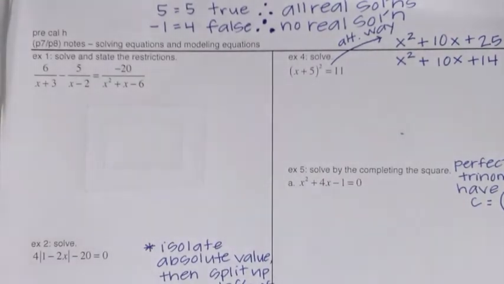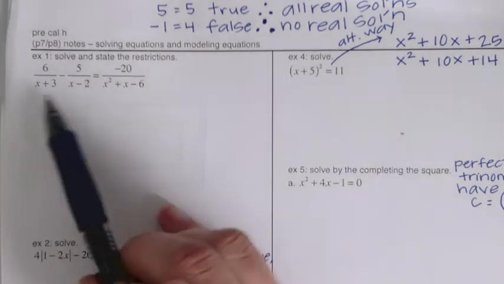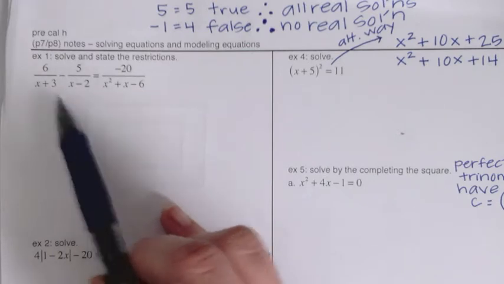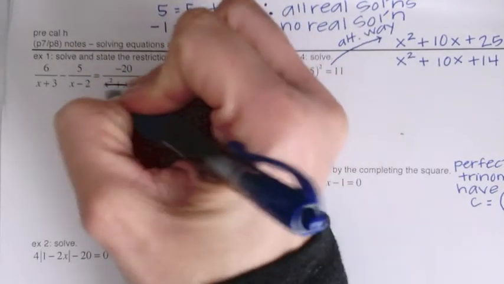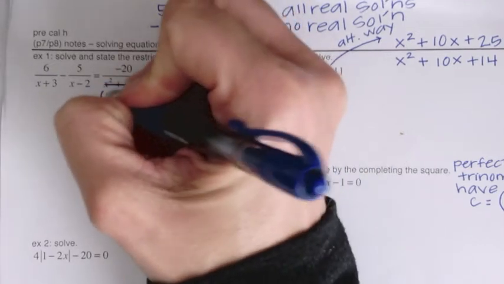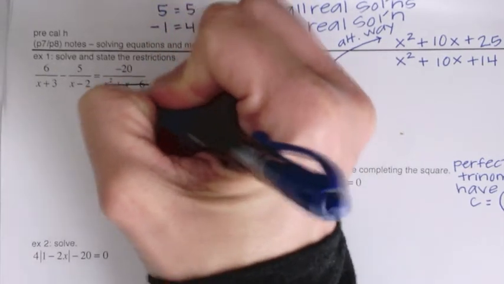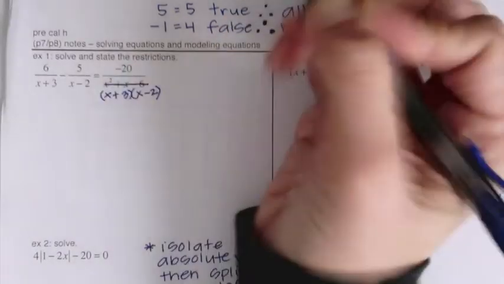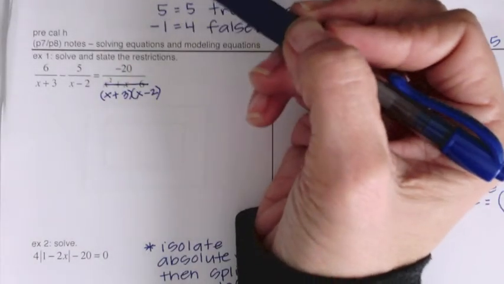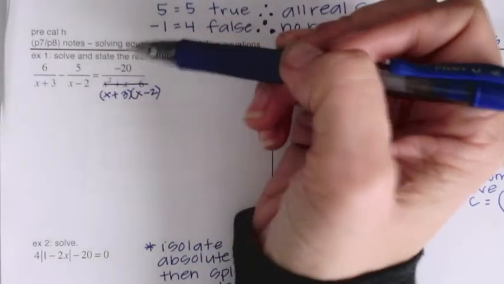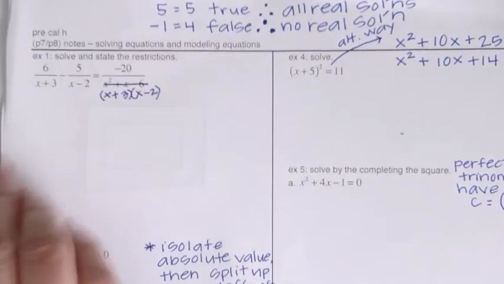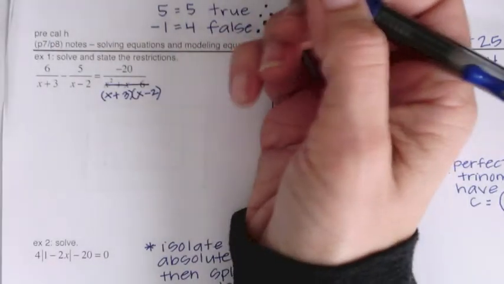Okay, so first example 1 says solve and state the restrictions. So this is a rational equation, or a ratio equation. So we need to be able to solve it. So the first thing that you're going to want to do is factor your denominators. So this is where we practice simplifying and factoring rational expressions. And now most kids, because of how they've been taught to add and subtract fractions, want to get common denominators, which will work. It just takes more time and isn't as efficient as doing this right here.